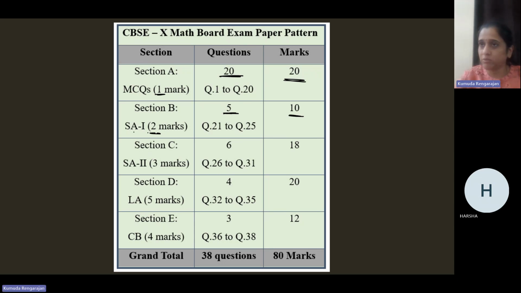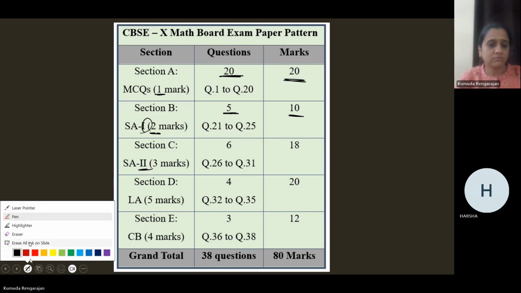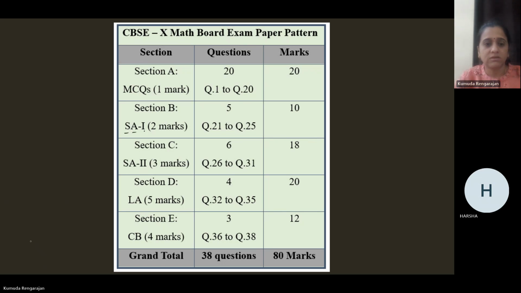Then this is short answer type questions. Short answer type questions 1, short answer type questions 2, meaning a little lengthier, no? 2 is slightly lengthier than 1. So here you have 6 questions, 3 marks each, 18 marks. So these are 1 to 20, then 21 to 25, section C is 26 to 31. Section D, long answer type questions, 4 questions, 5 marks each, 20 marks.